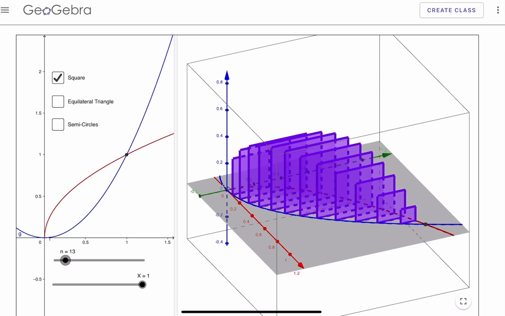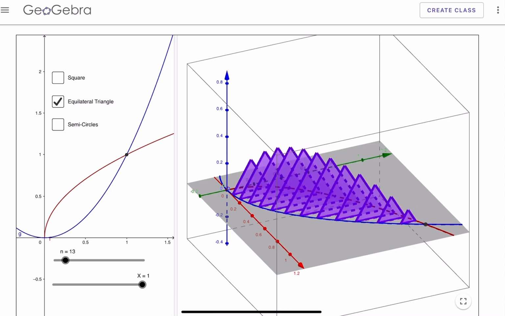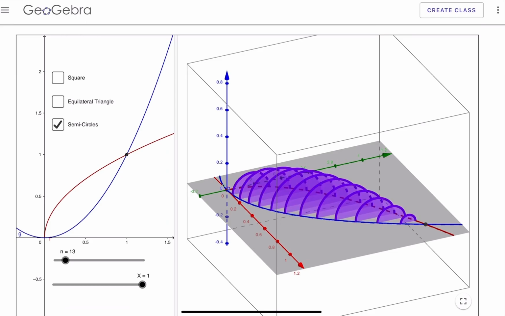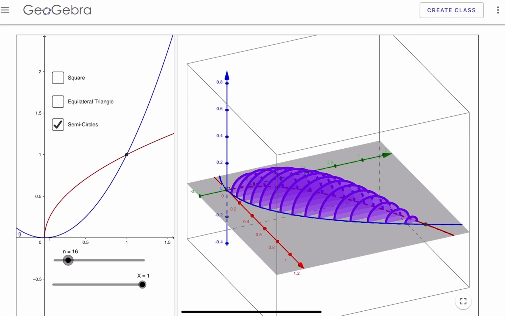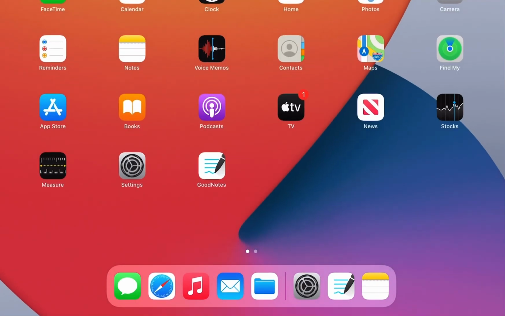Well, we can do the same thing with triangles, and we can also do the same thing with semicircles. So that's what we're doing: we're going to calculate the area of every single one of those semicircles and bring them together in the form of an integral.